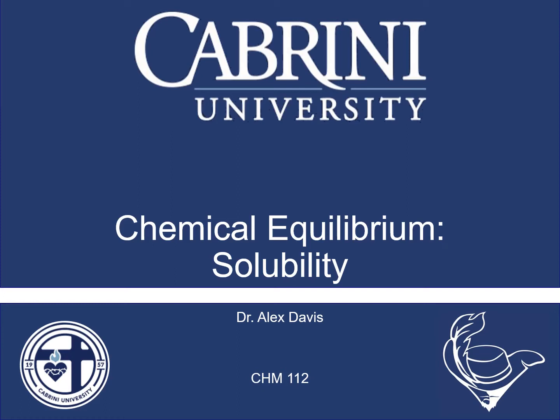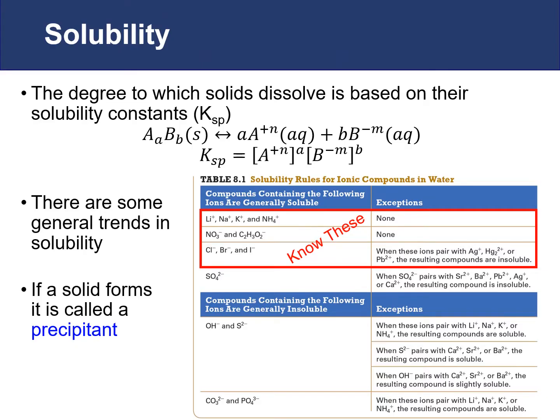In this video, we will be discussing solubility, which itself is a form of equilibrium. Solubility is the degree to which solids will dissolve in a solvent based on their solubility constant. This K, or KSP, is the exact same type of K, equilibrium constant, that we've been working with before.